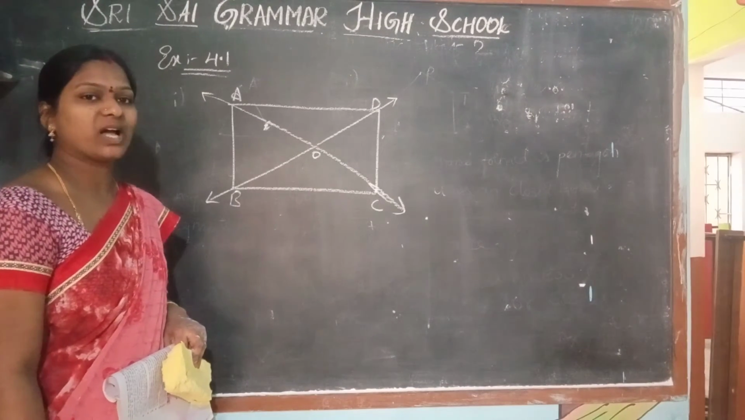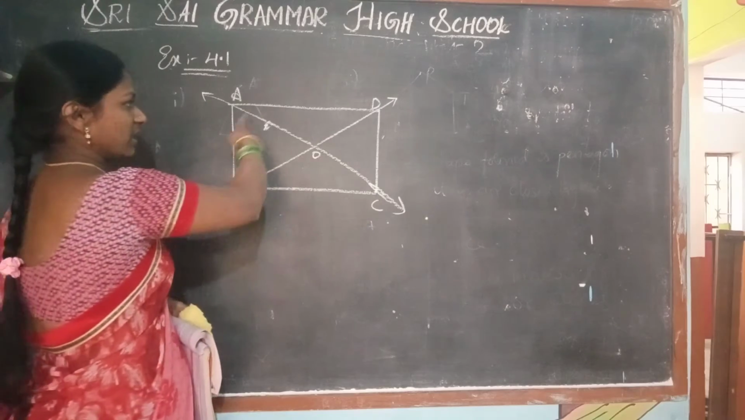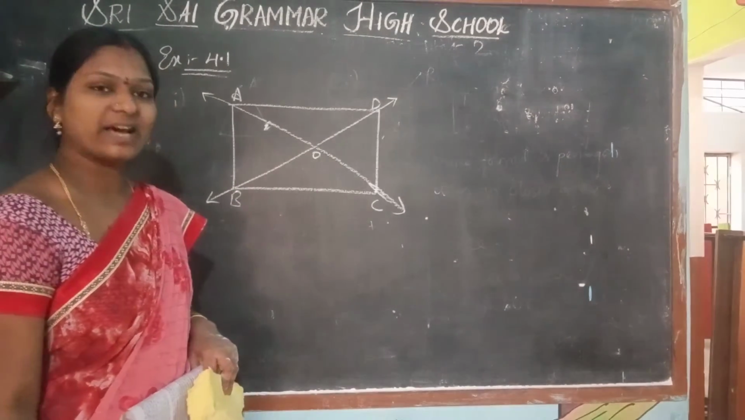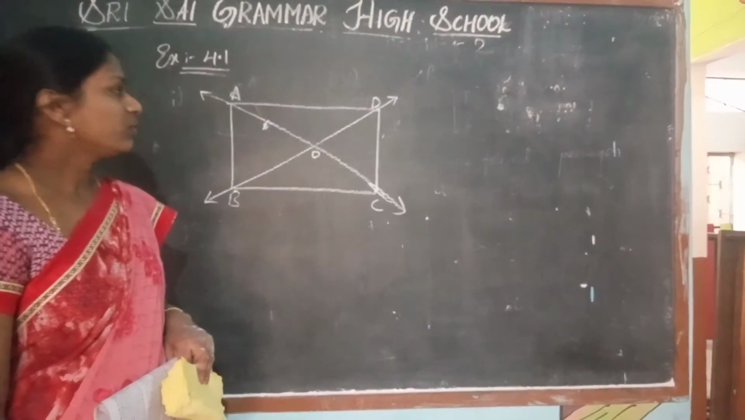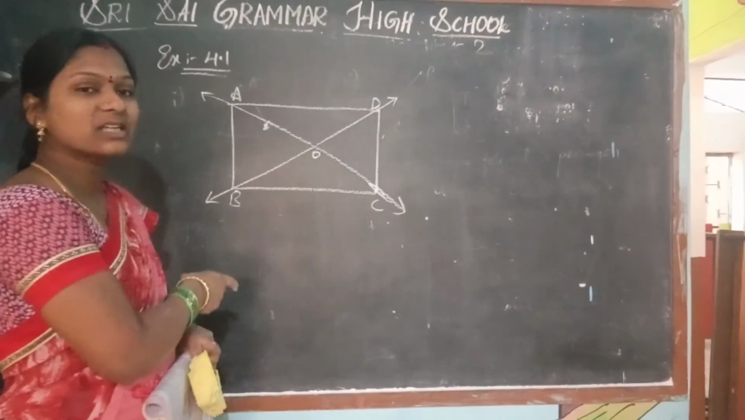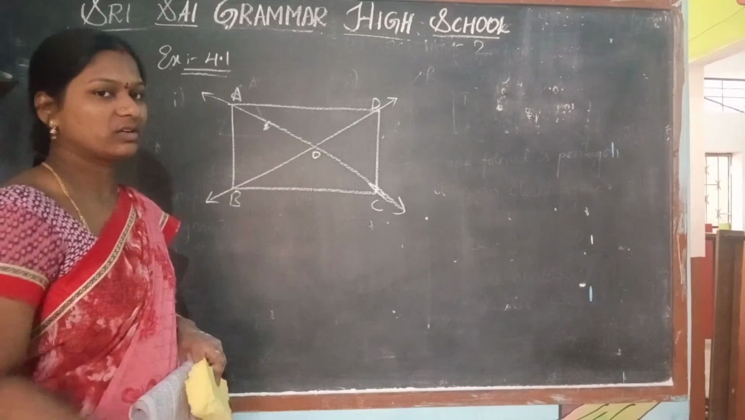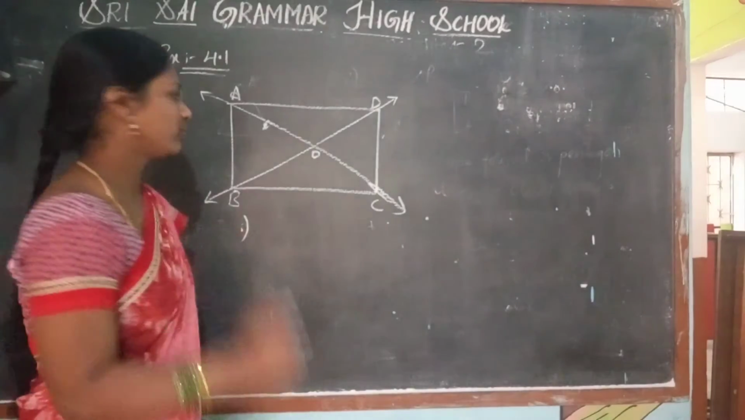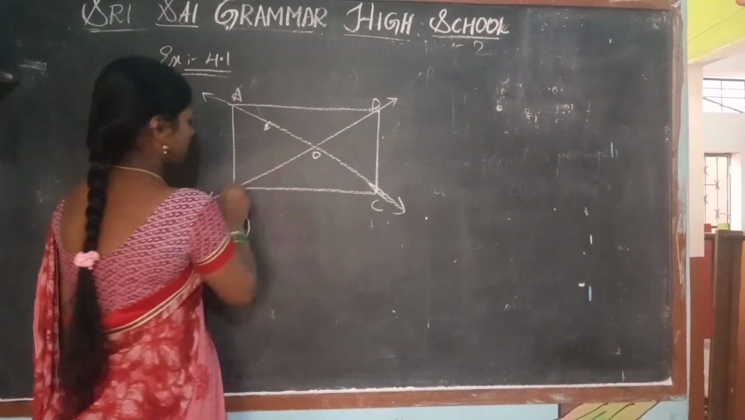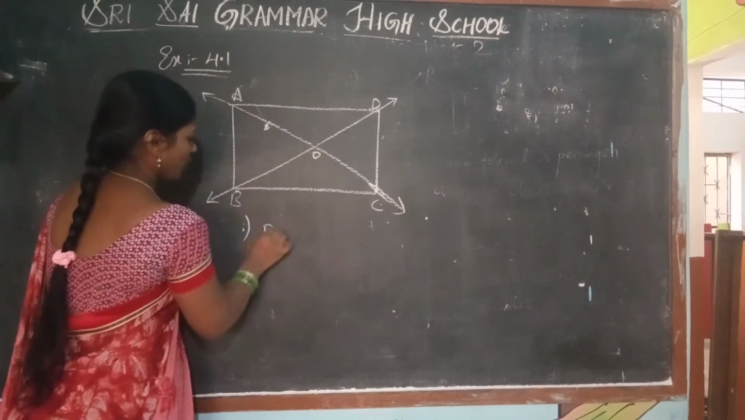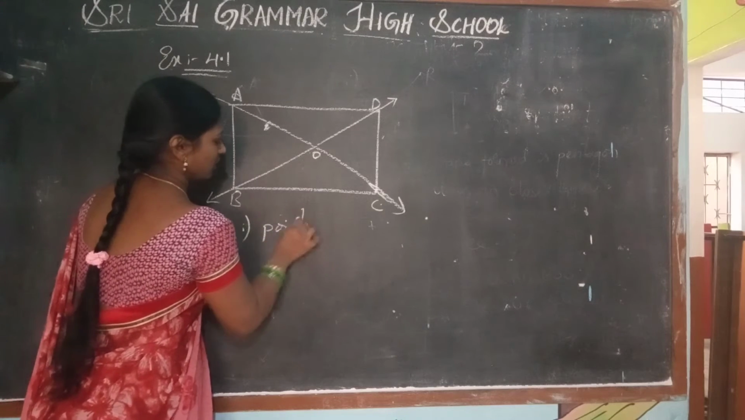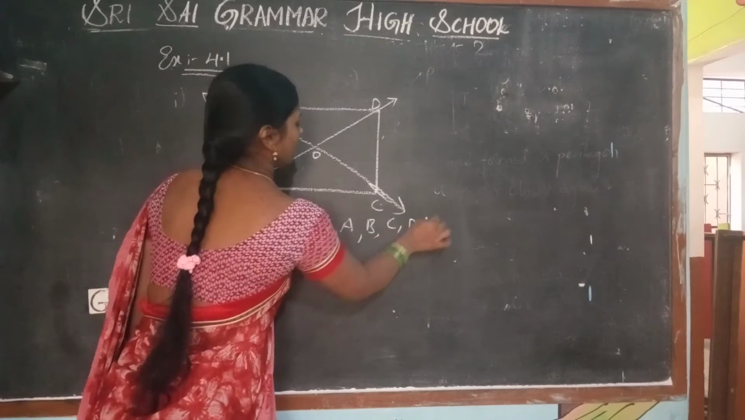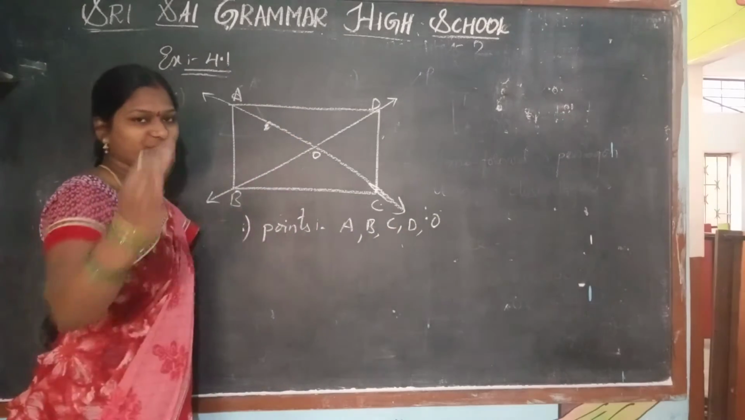So from this we have to find line segments and also points, corners and the diagonals. Whatever lines are present in the diagram, we have to write. First one, what do they ask? Any 5 points. 1, 2, 3, 4, 5 points: A, B, C, D and O are the 5 points.